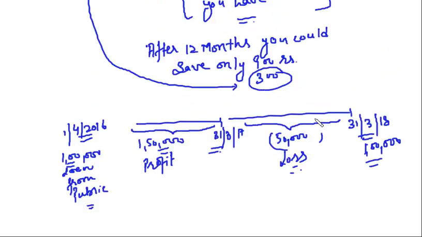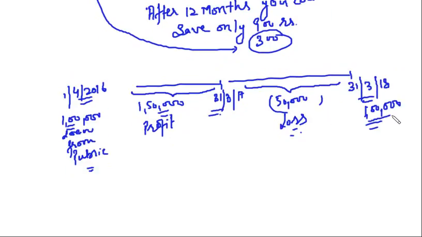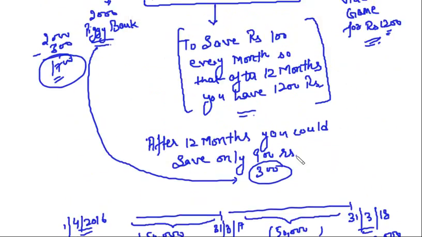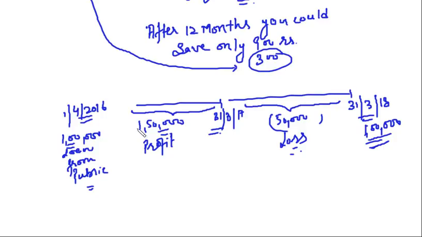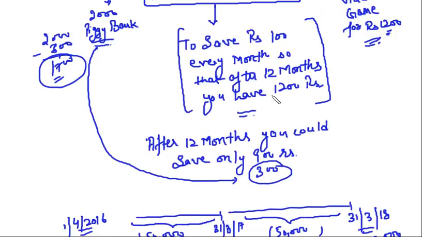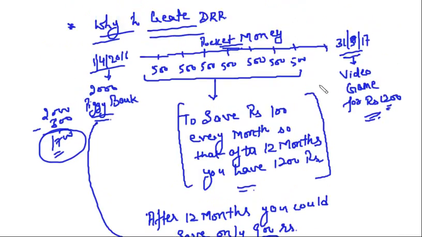But now what is happening? You need 1 lakh rupees. Here what happened? After 12 months, you could save only 900 rupees. What was your anticipation? Your anticipation was to save 1200 rupees if you save 100 every month. Here your anticipation was we are earning a profit of 1,50,000. Similarly, if we earn the profit at the same rate in the next year, we'll be able to pay 1 lakh. Here your anticipation was if you could accumulate 1200 from your savings, you will have 1200 to pay for the video game.